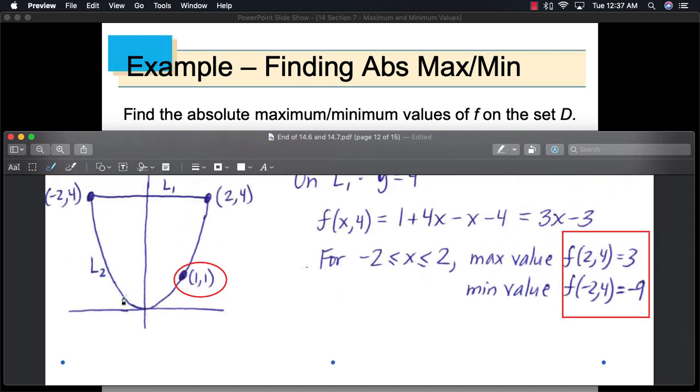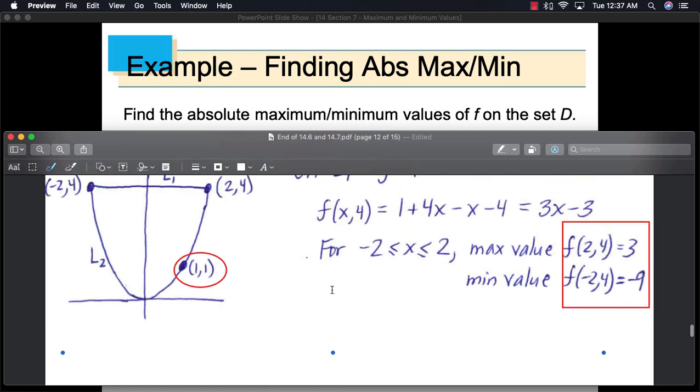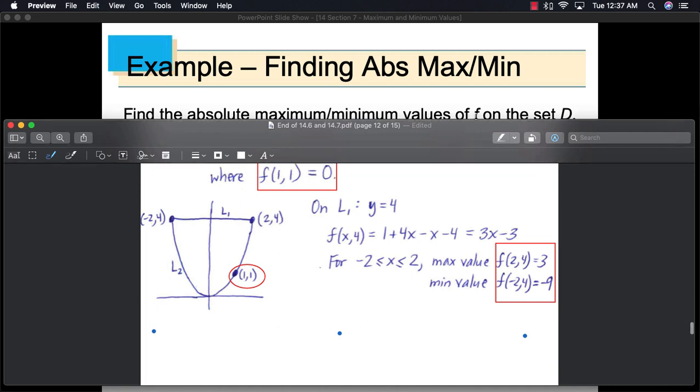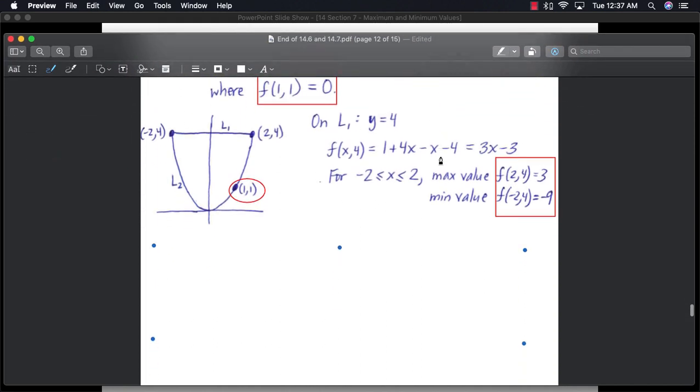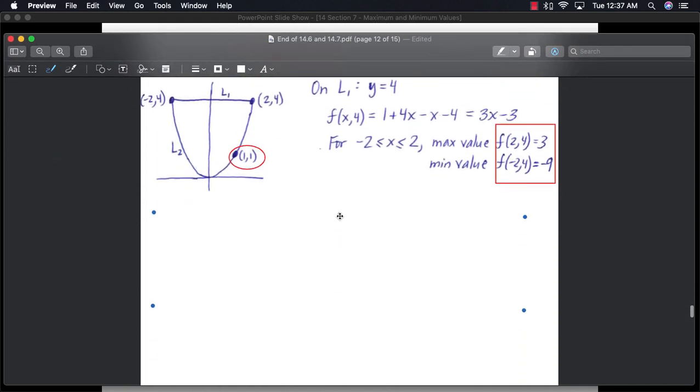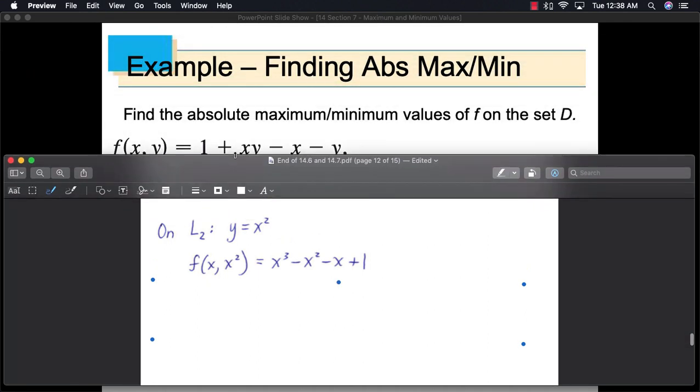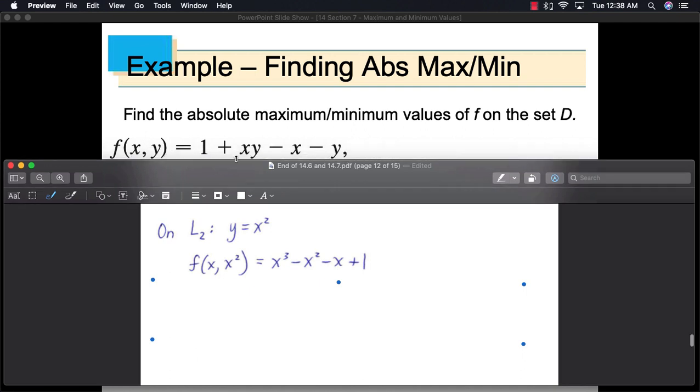So now let's take a look at this curve down below. This curve down below gives me the relationship y equals x squared. So what we do with that y equals x squared is we take it and plug it back in once again to the original problem, this guy right here. Wherever I see a y, I replace it with x squared. And then I simplify it. I end up getting this here.